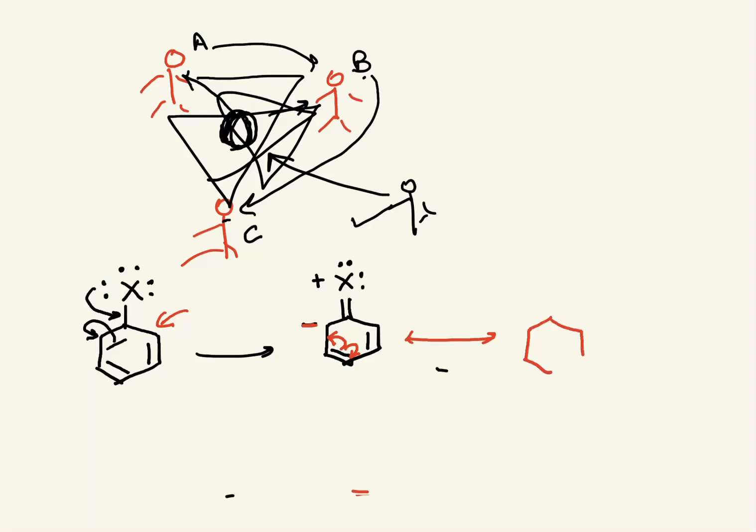So let's draw the next structure. We've got the negative over here, very much in place, the halogen, and now there's a double bond here, there's a double bond over here and a negative charge as well. Correct? Now there's a fourth possibility as well.